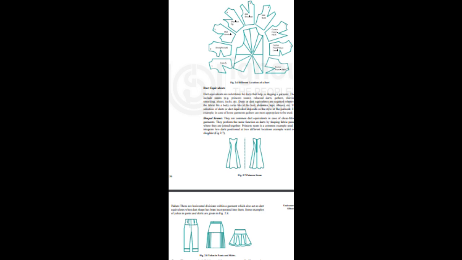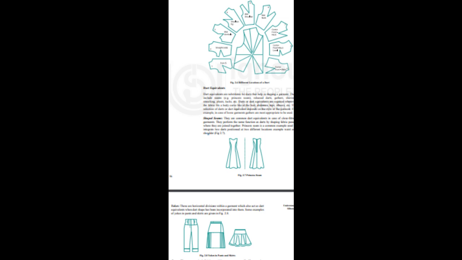For example, in case of loose garments, gathers are most appropriate to be used. Shaped seams are common dart equivalents in case of close-fitting garments. They perform the same function as darts by shaping fabric panels where they are joined together. Princess seam is a common example used to integrate two darts positioned at two different locations, for example waist and shoulder. Fig. 2.7 Princess seam.